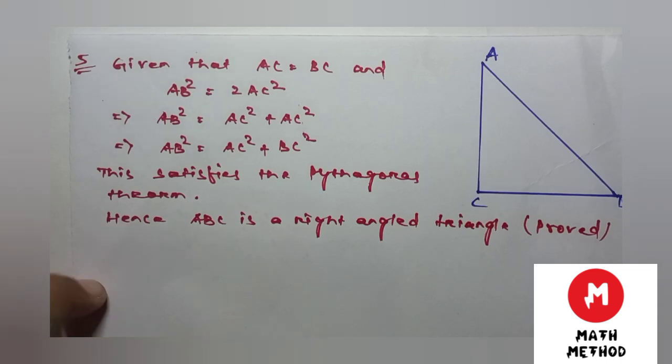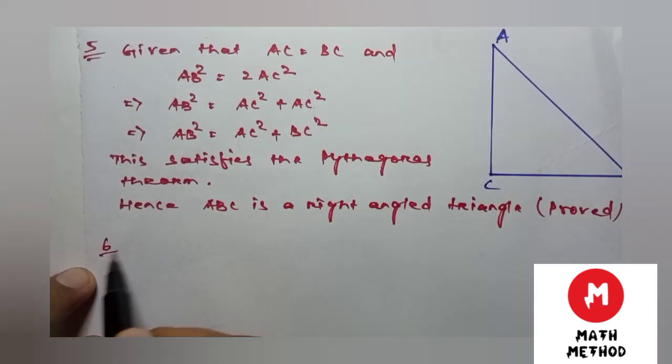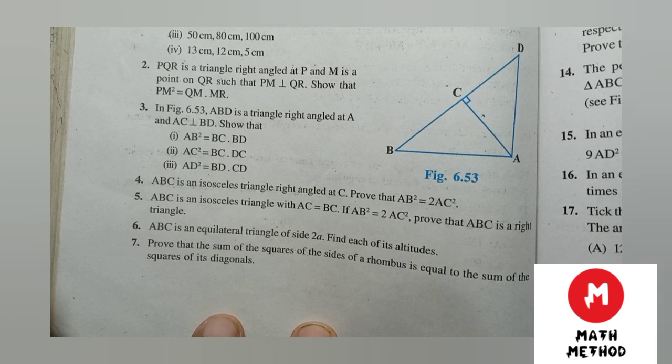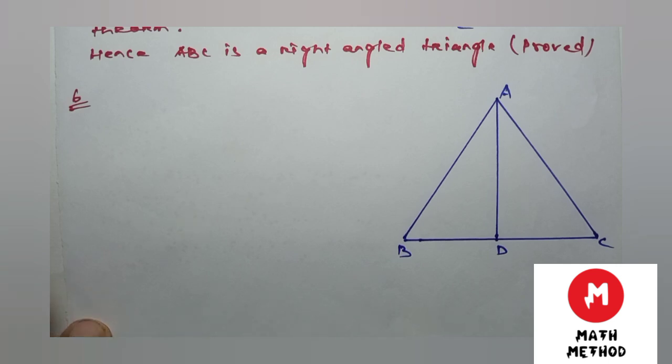Now question number 6. Question number 6 is: ABC is an equilateral triangle of side 2A. Find each of its altitudes. An equilateral triangle has all sides of equal length. So all sides become 2A. So we have to find out the altitude. Now let's find it out.